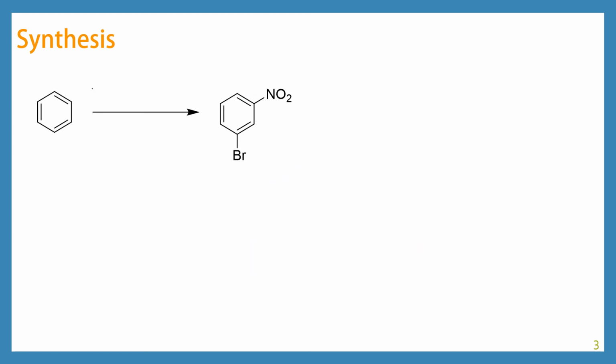So what we want to do is add in nitric acid and sulfuric acid first, so that we end up with nitrobenzene, and then follow it up with the conditions for bromination, so that we end up with bromine in the position that is meta to the nitro group. Very simple.